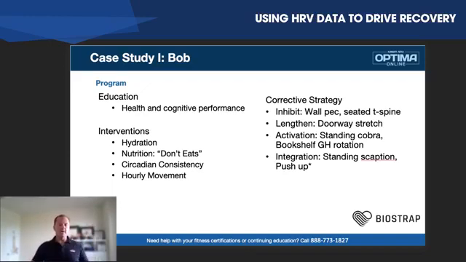Right, whenever we leave from that, he can just step away from the door and we'll get into some activation. So standing cobra, this could be kind of a half bent over position. And our cobra is really just working on scapular retraction and depression. So once we inhibit and lengthen the muscles here, then we're going to try to activate by retracting and depressing.